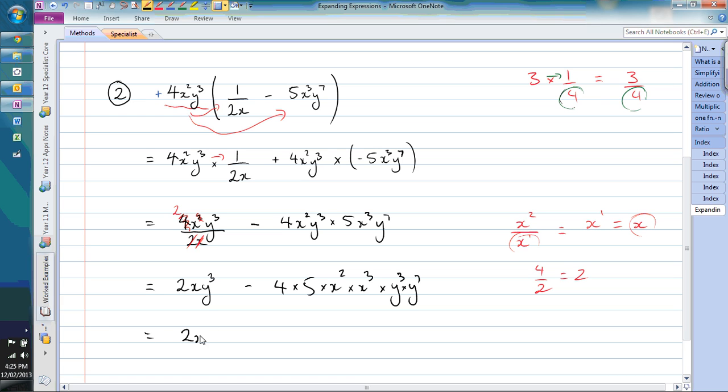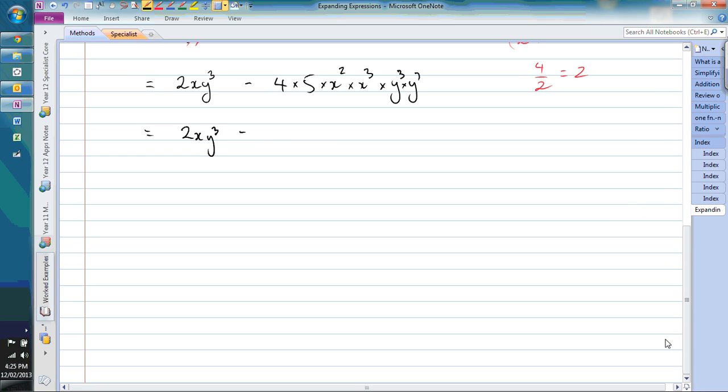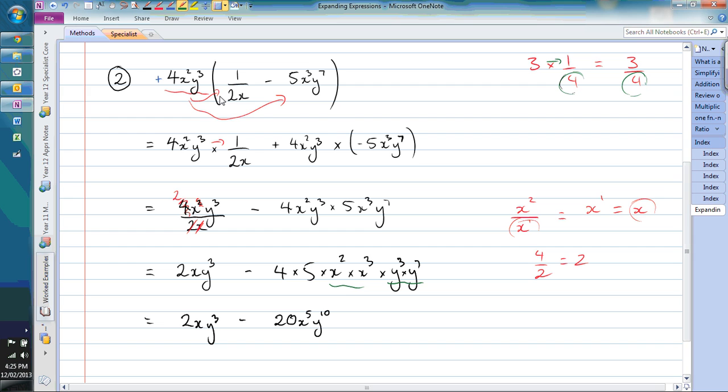Tidying that up. What am I going to get? 4 times 5 is 20. X squared times x cubed is x to the 5. Y cubed times y to the 7 is y to the 10. These two here are just my index law number 1. And here I have my final result of that expression fully expanded. I've now written it without the brackets.